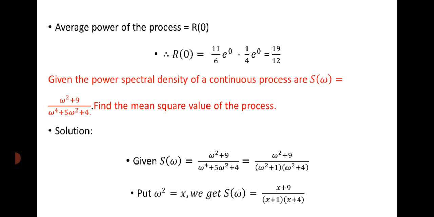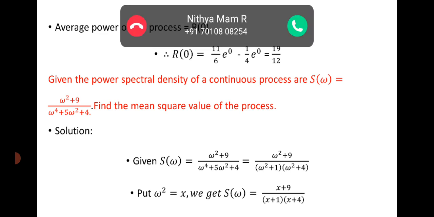Next sum. Given the power spectral density of a continuous process, S of omega equal to omega square plus 9 divided by omega power 4 plus 5 omega square plus 4. Find the mean square value of the process. Let us see the solution.